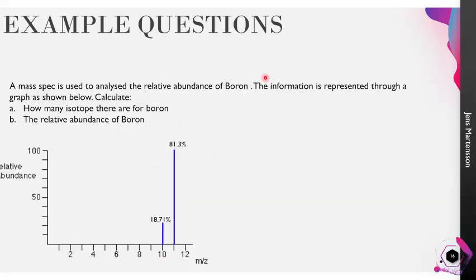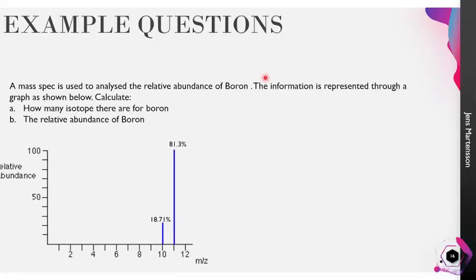Next slide. Not all of our calculations will come with the numbers given to us. Sometimes we will get a graph. So this one here is for boron, and I filled in the values here. On this side we have relative abundance, and we have M divided by Z, which means mass divided by the charge.